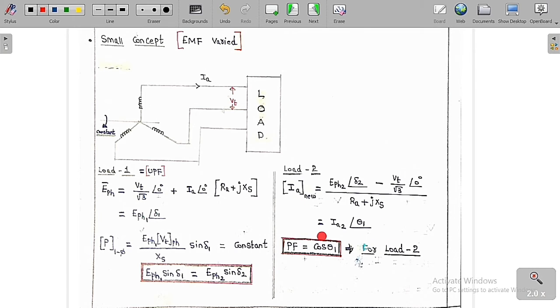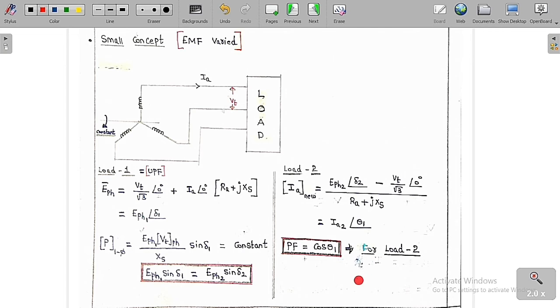So what is the power factor? The power factor of the load is nothing but cos of theta 1 for load 2. It is the phase angle between the terminal phase voltage and the terminal current. So from this we can get the power factor of the load, which is cos of theta 1. So this is for the load 2, and with the help of this we can figure out the power factor of load 2.